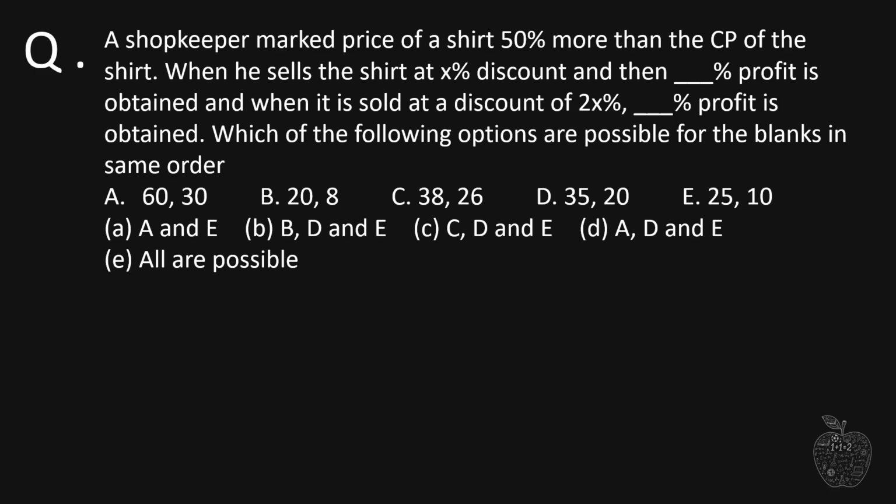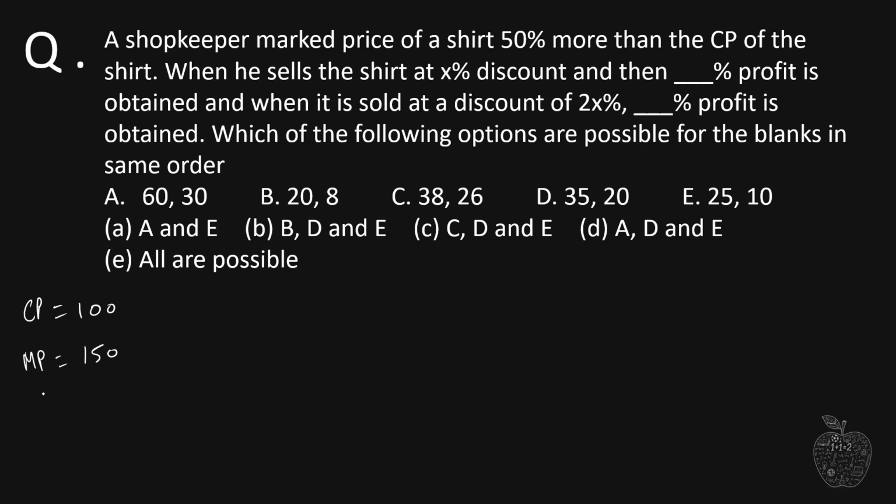Okay, got it. So let's first assume the cost price as 100. The question says a shopkeeper marked the price of a shirt 50% more than the cost price. That means the marked price will be 50 more than 100, which will be 150, of the shirt. When he sells the shirt at X% discount, a certain percent profit is obtained, and when it is sold at 2x%, another percent profit is obtained.